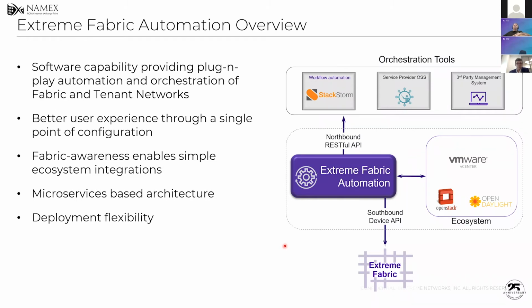As all modern software these days, Extreme Fabric Automation is based on microservices with containers and everything to provide a very flexible infrastructure, and it can be very flexibly deployed either as a service on the network itself in case you don't want to run additional appliances, or if you have full control over your management infrastructure, you can also run it externally on a dedicated management server that will then handle the tasks in a very scalable way.